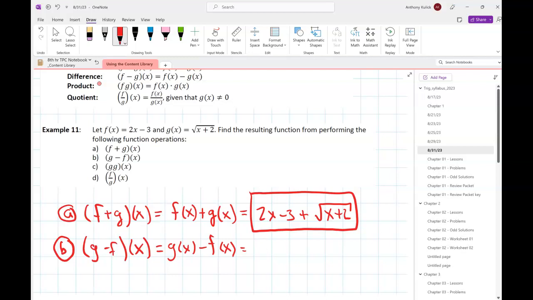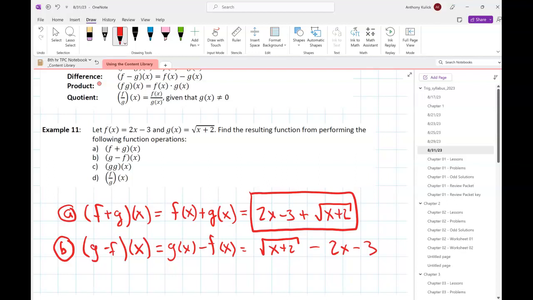All right, just like before, I'm going to replace the g of x with x plus 2, and I'll replace the f of x with 2x minus 3. How's that look to you guys? What do you think? Anybody got a problem? Oh, you should. This is wrong. Mr. Kulik's done something on purpose because it's a very easy mistake for you to make.